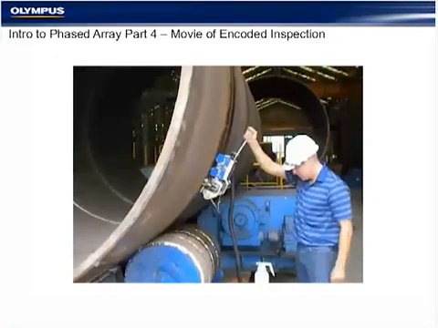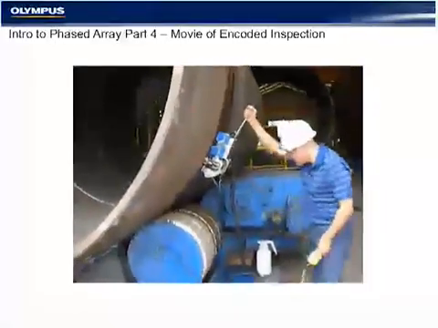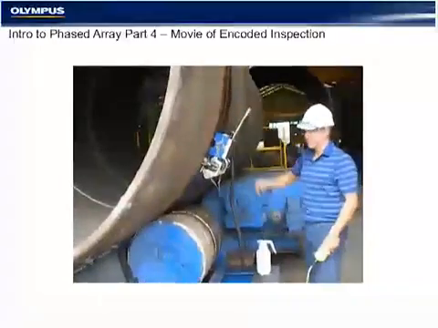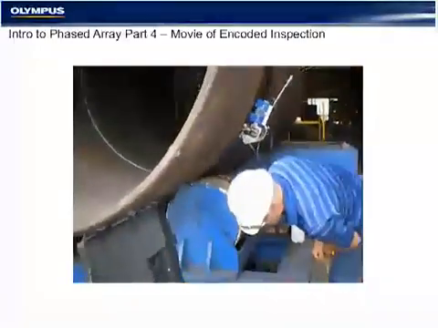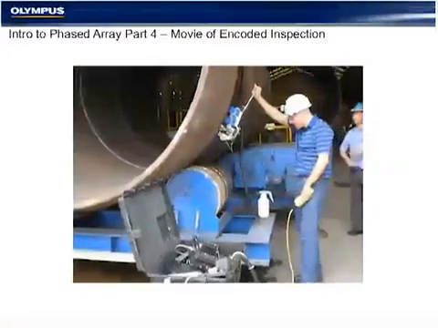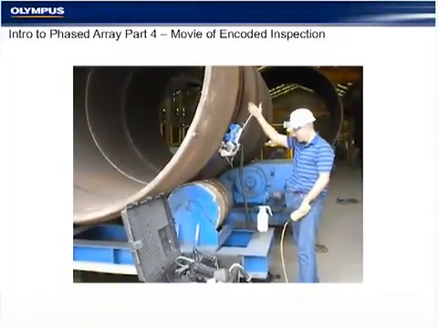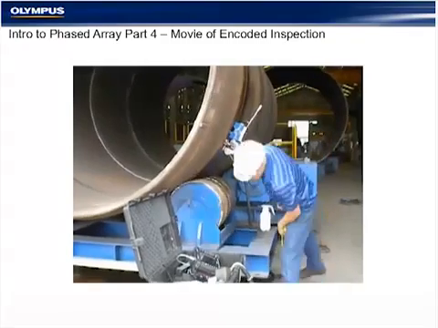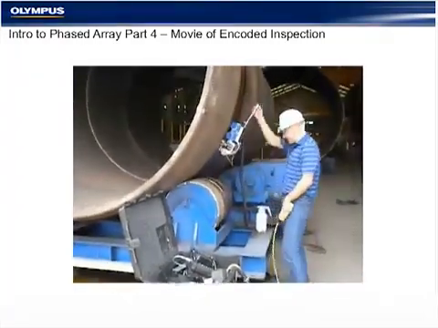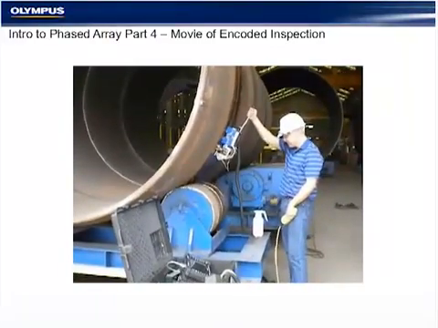So in the movie, you're going to see a very typical acquisition of about a 12-meter vessel. This inspection is typical of windmill towers and vessel inspections. In this example, it's about a 30 millimeter thick vessel, and we're performing phased array and TOFD inspection at about 50 millimeters per second, 50 to 100 millimeters per second being the maximum scan speed of the rollers.